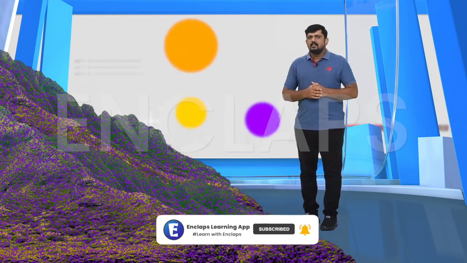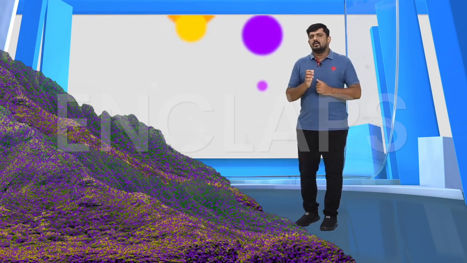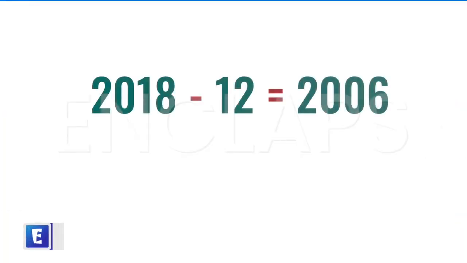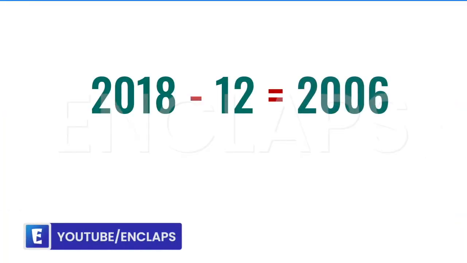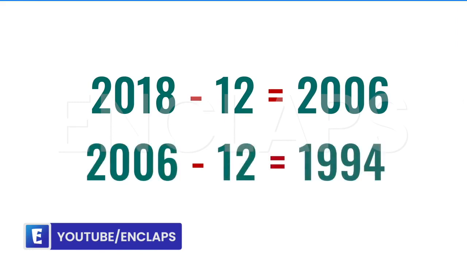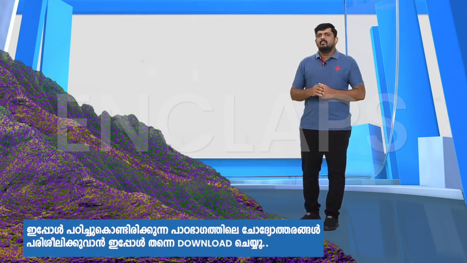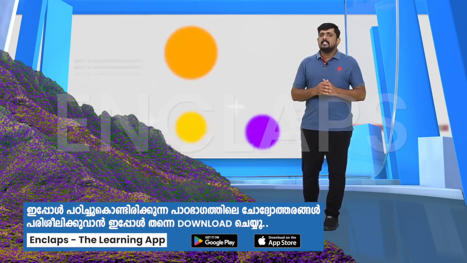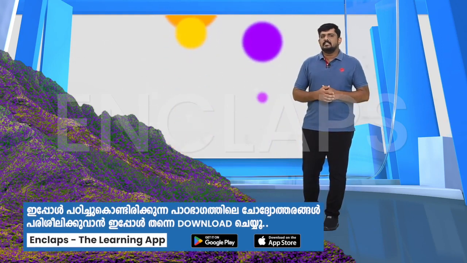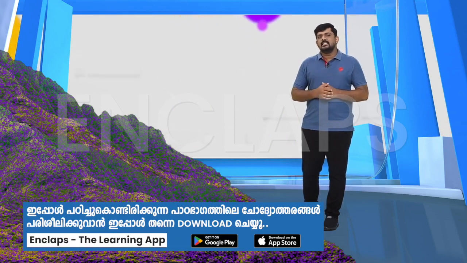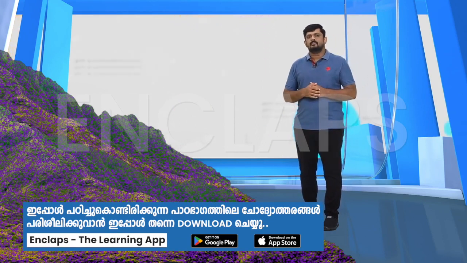In which year before 2018 did Neelakurinji bloom? Yes, we must subtract 12 from 2018, that is 2018 minus 12, 2006. Prior to 2006, it is 2006 minus 12, that is 1994. If we know a single year when Neelakurinji blooms, it is easy to find out in which years they bloomed and in which years they are going to bloom.